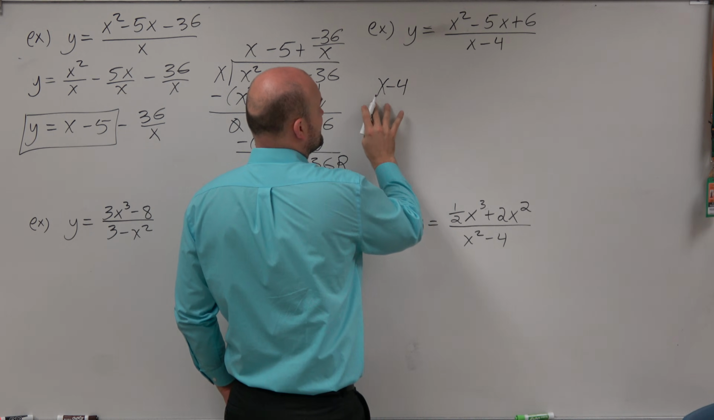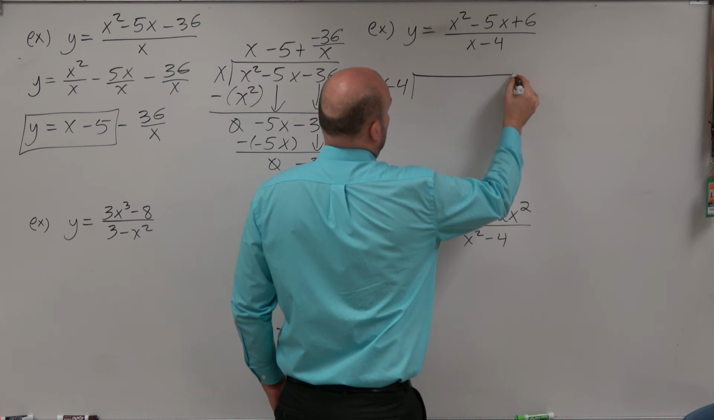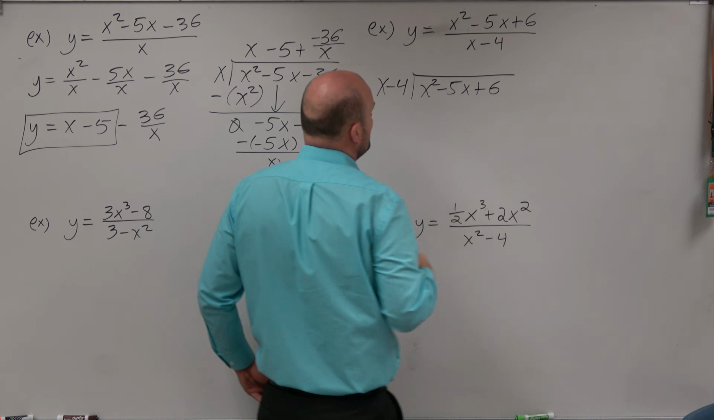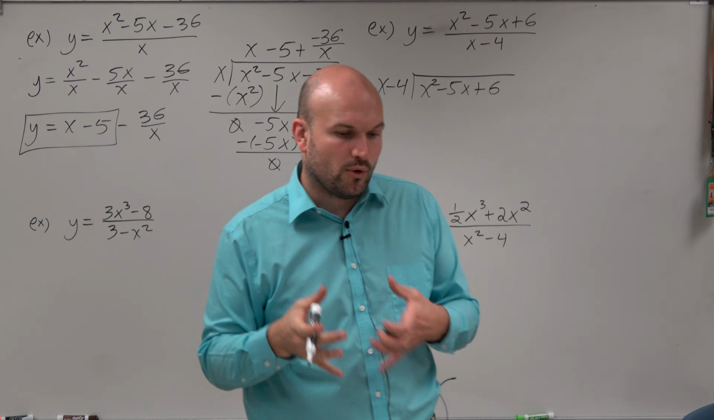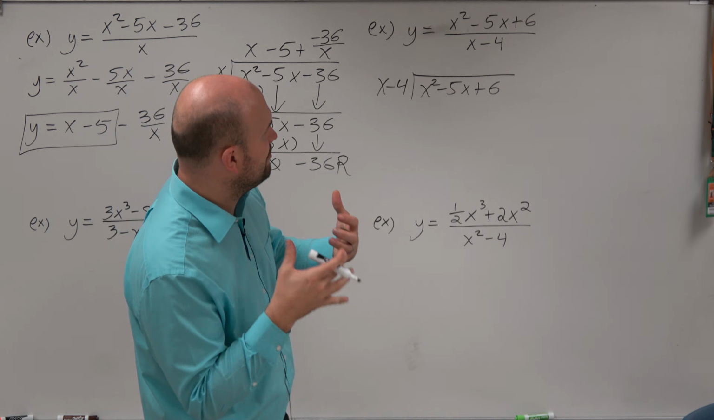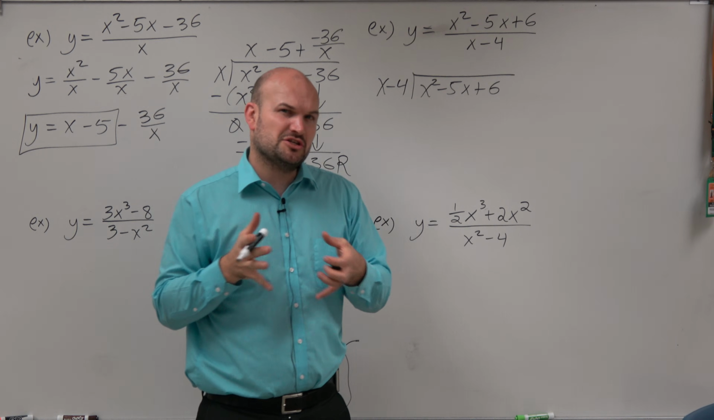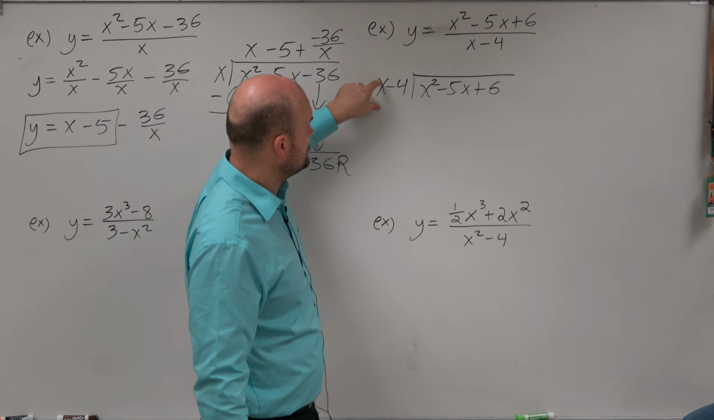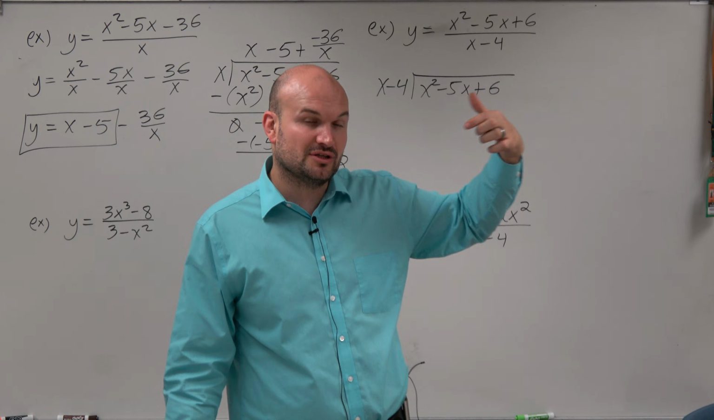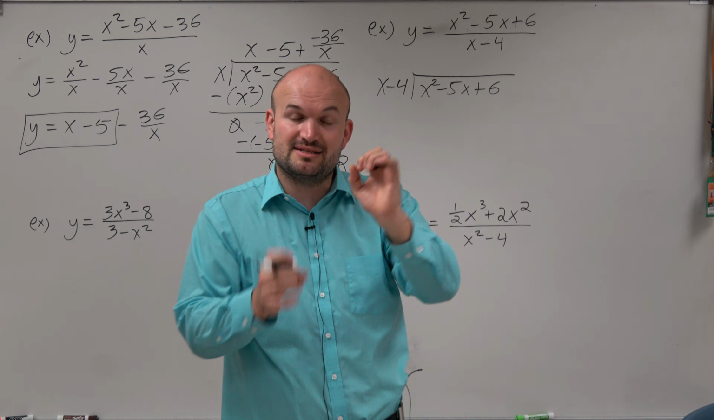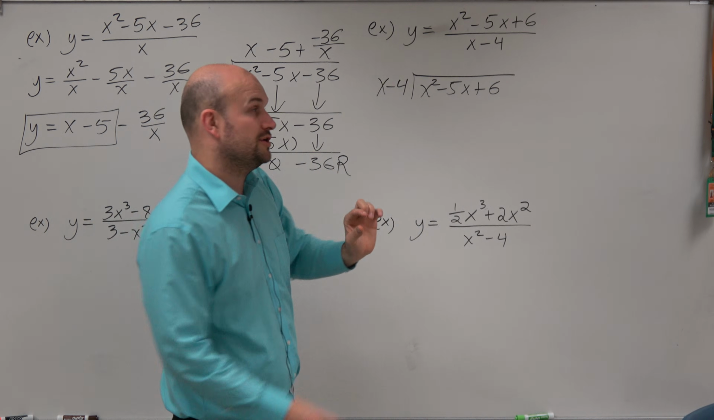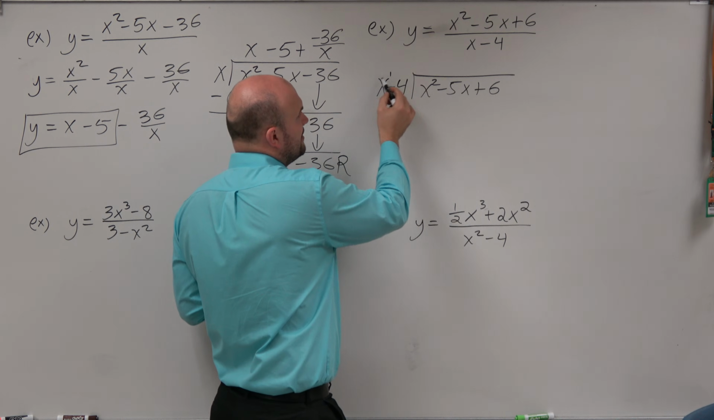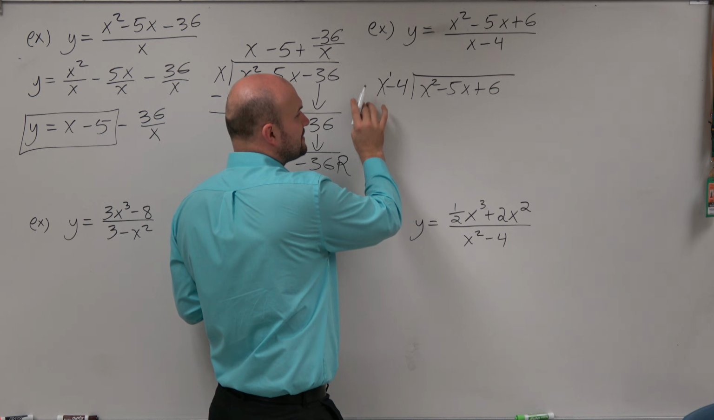So now I'm going to set my divisor x minus 4 and my dividend x squared minus 5x plus 6. When you have a divisor, it's really important, and I didn't mention this in the first problem, when you're using long division, to make sure they're in standard form with descending powers. Basically, your first term is your leading coefficient, and the degree means the highest exponent. So make sure your dividend is in descending power as well as your divisor.